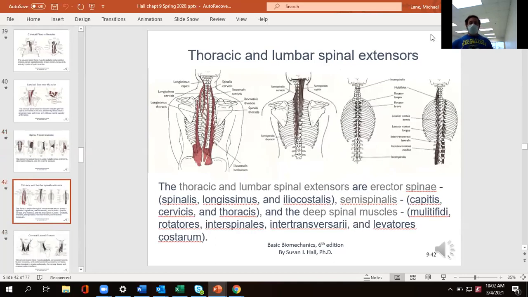Now, we then have our thoracic and lumbar spinal extensors. So that's what's allowing us to extend that spine. Collectively, you typically refer to them as the erector spinae, but notice they're made up of our spinalis, longissimus, and iliocostalis when we're talking about the lower back. We've got our semispinalis, and then our deep spinal muscles, which if we look over on the far right, that's when we're talking about our multifidi, rotatores, interspinales, intertransversarii, and levatores costarum. And all of these little muscles added together are going to be what's allowing us to extend that back, but also when we fire one side more than the other, it's going to allow us to rotate.